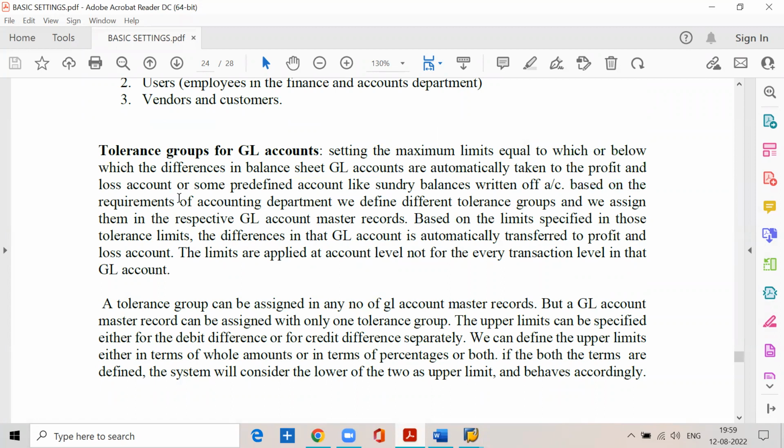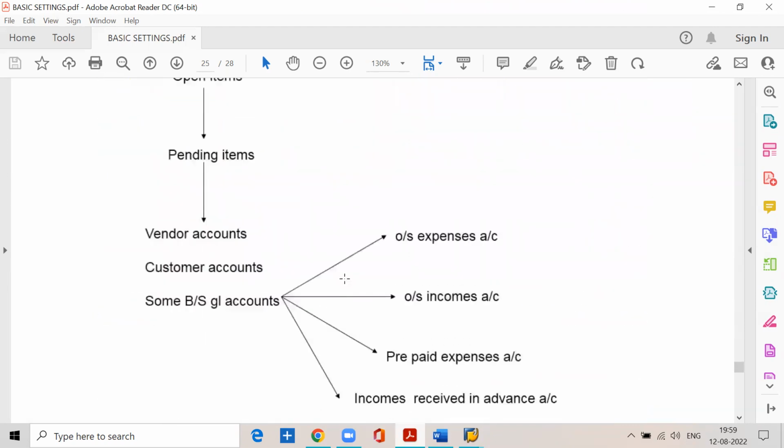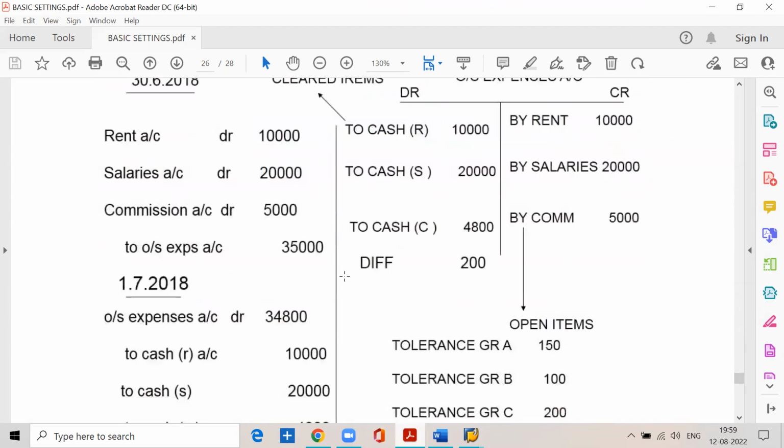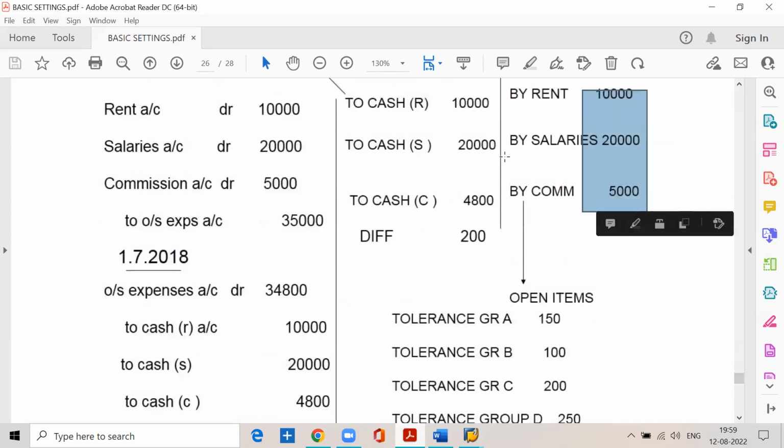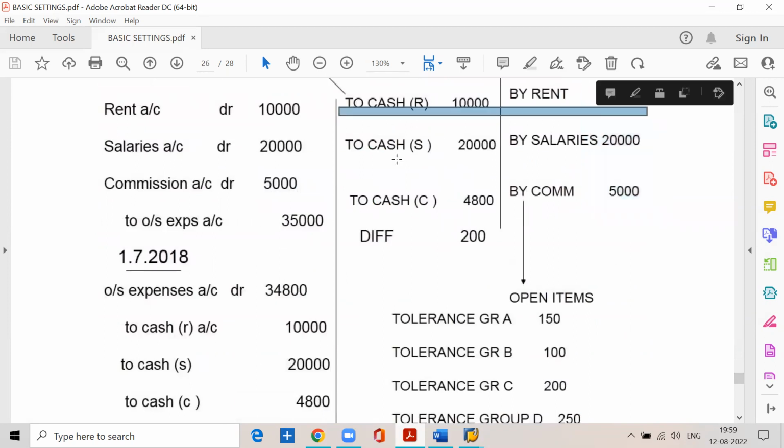Based on the requirements of the accounting department, we define the different tolerance groups and we assign them in the respective GL account master records. Based on the limits specified in those tolerance groups, the differences in the GL account are automatically transferred to the profit and loss account. The limits are applied at the account level, not at every transaction level in the GL account. Meaning the system will consider the difference at the total balance level, not at the individual transaction level. Okay.